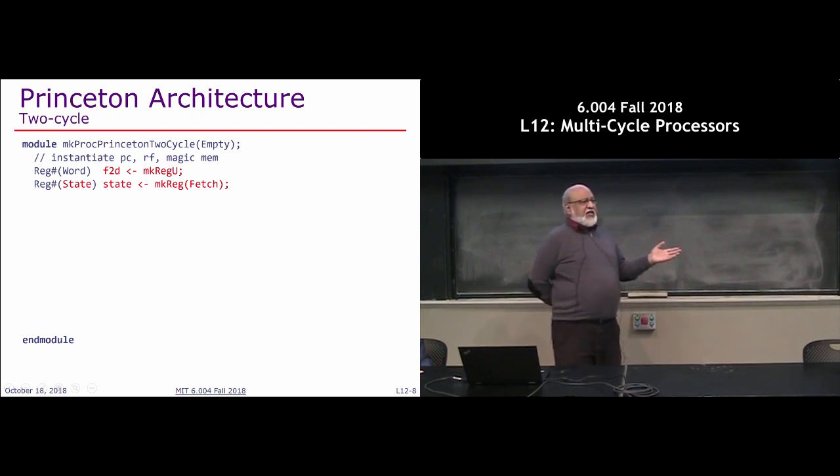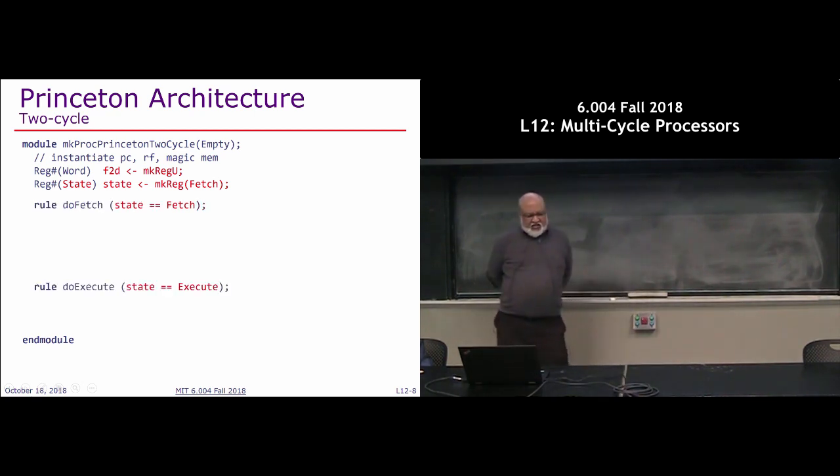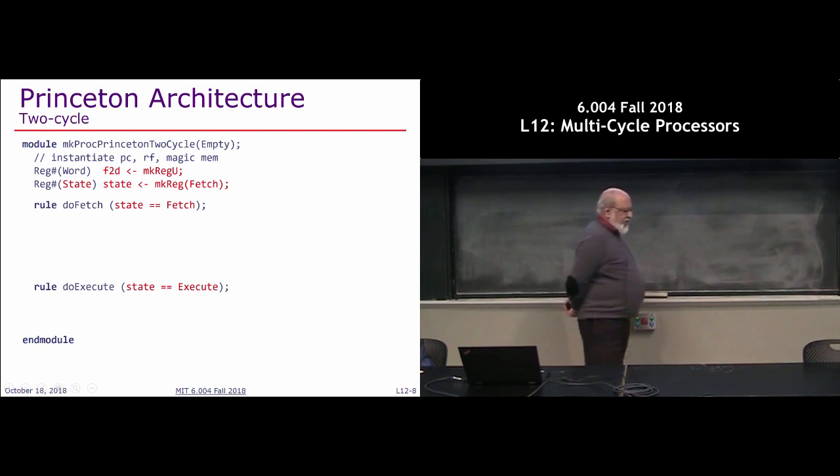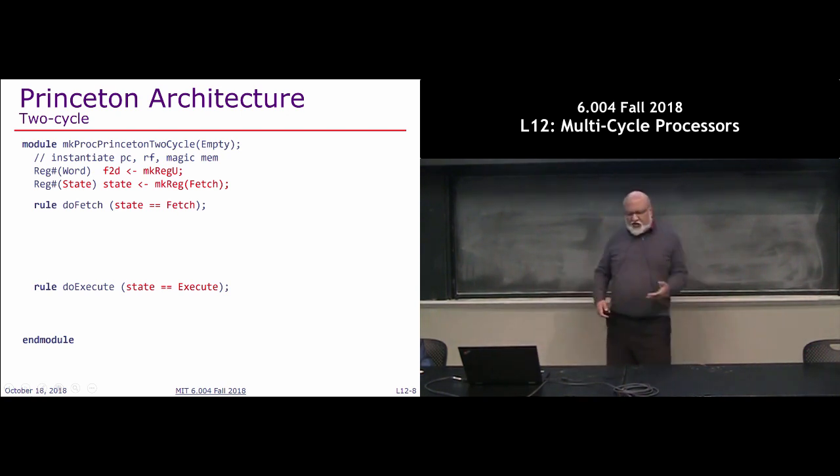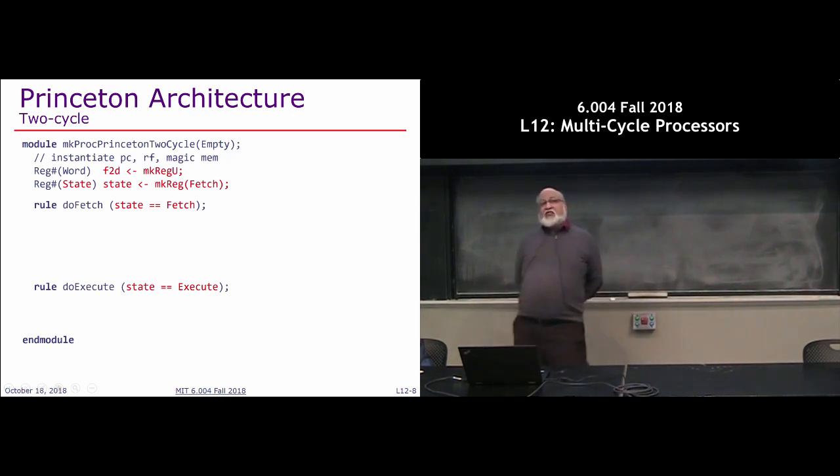So the typedef of this was given in the previous slide. All right, so we have two things going on, so we have two rules, right? The first rule is if the state is in the fetch phase or the state is in the execute phase. And these are mutually exclusive. Either you are in fetch or you are in the execute stage.